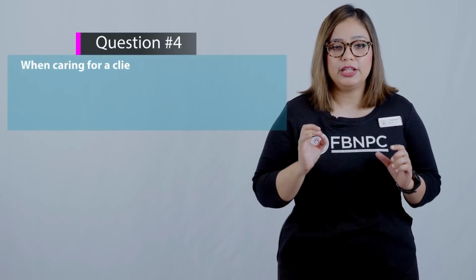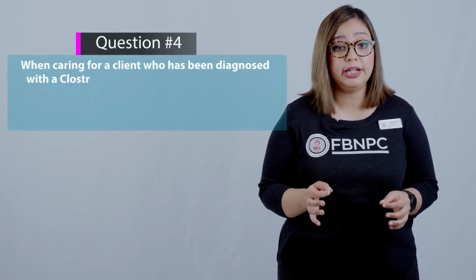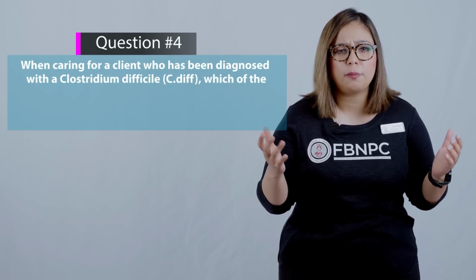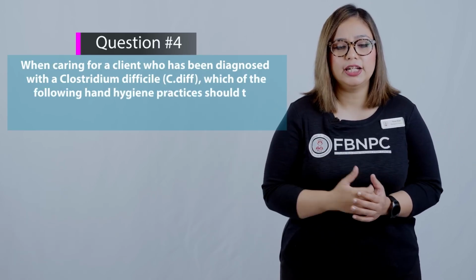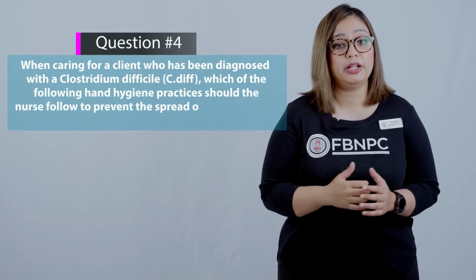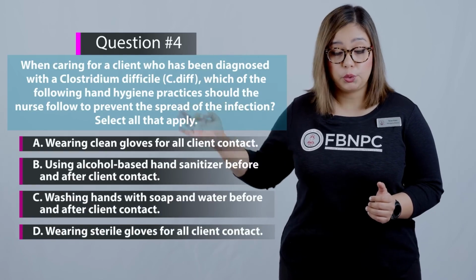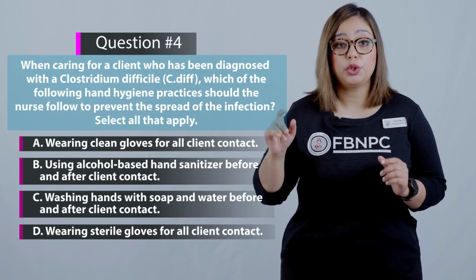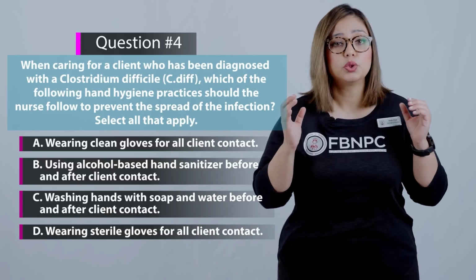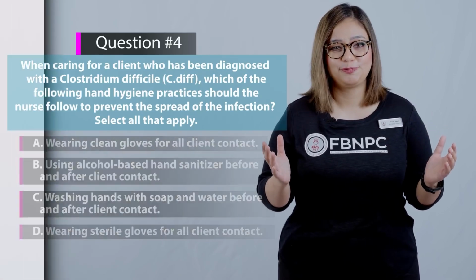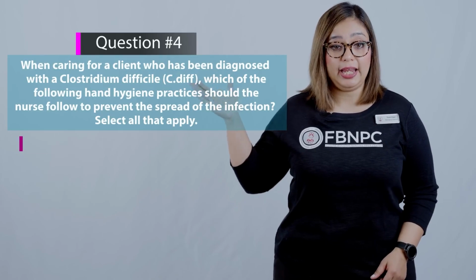So let's just review our final question. Oh my God, the last question, SATA again? What? But we are going to do this question together and we're going to do it correctly. So question number 4, when caring for a client who has been diagnosed with Clostridium difficile, which stands for C. diff, we commonly call it C. diff, which of the following hand hygiene practices should the nurse follow to prevent the spread of the infection? Select all that apply. So here are your statements. Make sure you guys go through it. You know the drill. Make sure you're reading it as true and false statements and choose whatever you think is the most appropriate option.